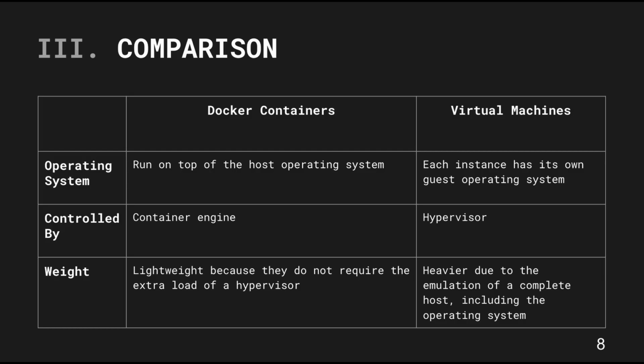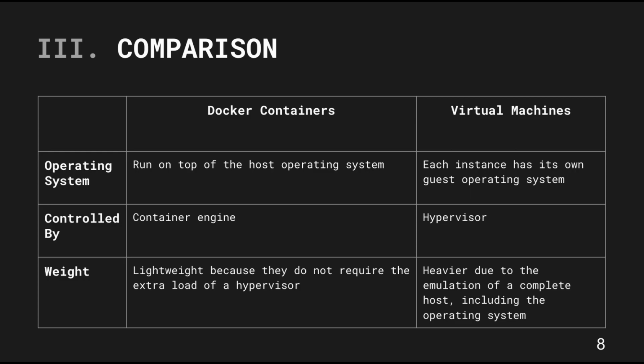Now we move on to the comparison part, between Docker containers and virtual machines. For the first, we're going to compare their operating systems. For Docker containers, the operating system runs on top of the host operating system, while for virtual machines, each instance has its own guest operating system. Docker containers are controlled by the container engine, while virtual machines are controlled by a hypervisor.